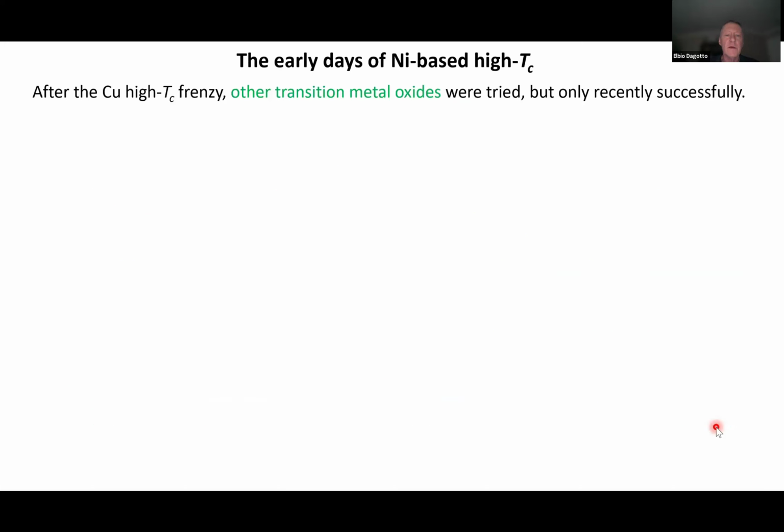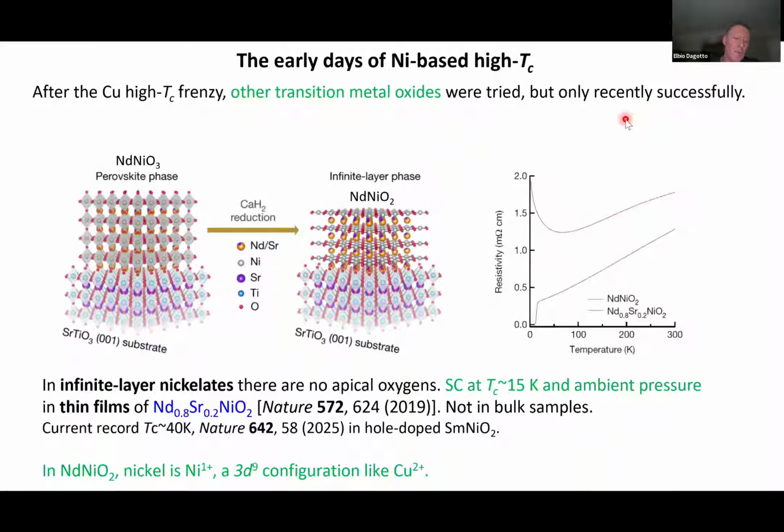So the first page is the introduction of the early days of nickel-based high TC. After the initial copper-based high TC frenzy, other transition metal oxides were tried. Many were proposed theoretically, but it is only recently that success has been reported. And here is a figure that is very illustrative of the progress made in 2019 in this Nature paper by the group of Harold Hwang at Stanford.